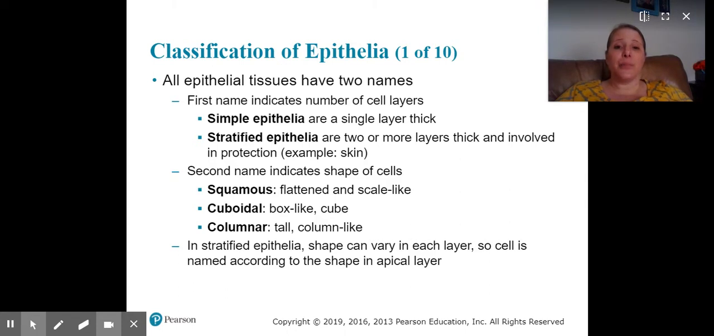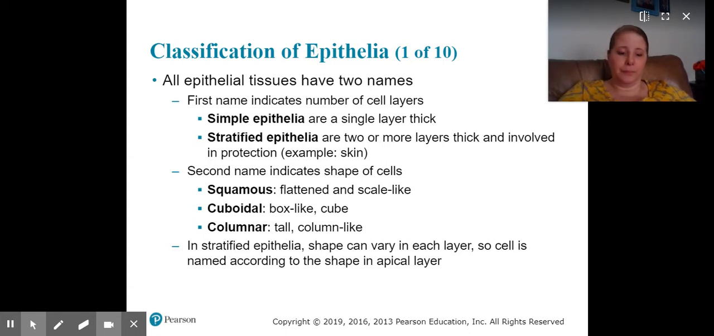So, if it is simple epithelium, it's one layer, one cell thick. If it's stratified epithelium, it's going to be many layers, two or more. The second one is going to be its shape. So squamous is going to be a flattened one, kind of disc-like, like a scale. Cuboidal is going to be cube-shaped. Columnar is going to be column-shaped. So you will label things simple squamous, stratified squamous, simple cuboidal, stratified cuboidal, simple columnar, stratified columnar.